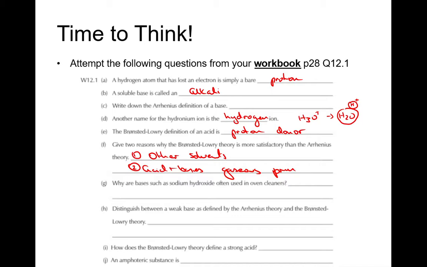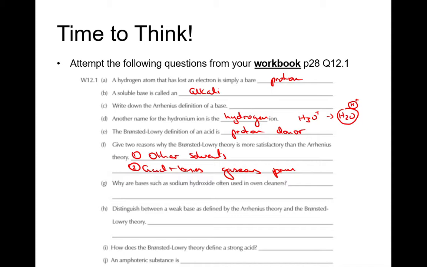That's key. Part G, why are bases such as sodium hydroxide often used in oven cleaners? Now, I gave you a hint yesterday. Bases have a soapy feel, okay? And the reason why bases have a soapy feel is because of the lipids, the oils on the surface of your skin. Our skin is always oily, that's a lipid. So those lipids, when they react with the base, are transformed straight away into soap. So bases have a very good way of attacking lipids and removing them from where we don't want them to be. They can bond with the lipid and pull the lipid into water.